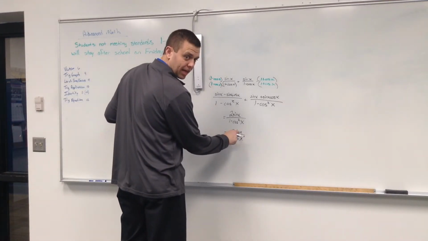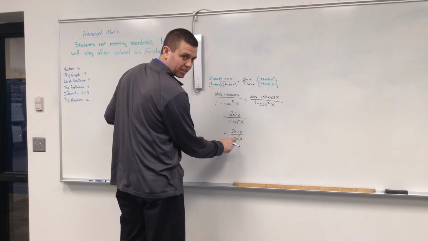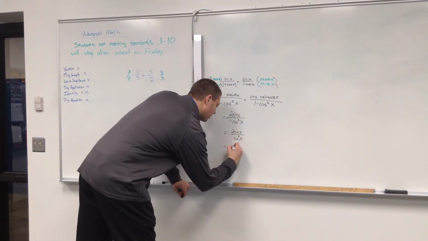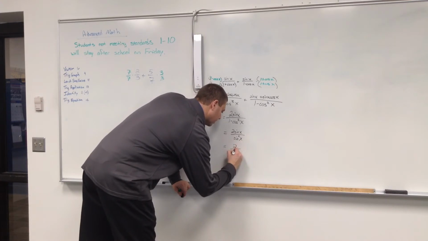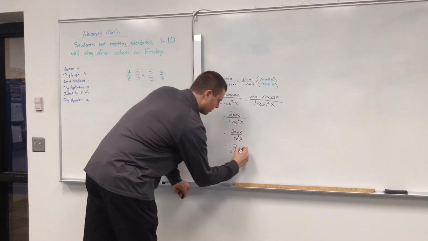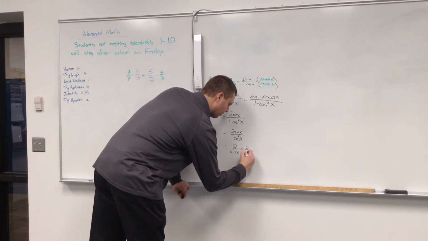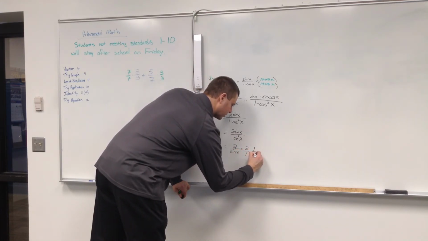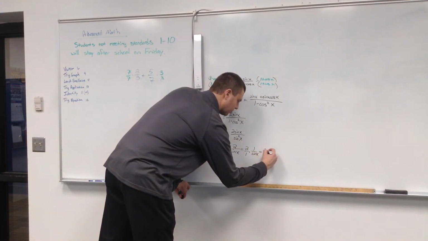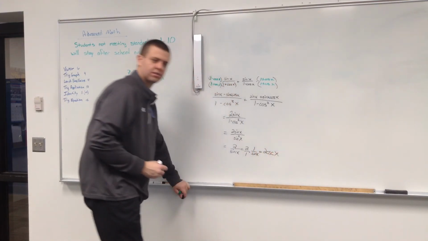This sine x on the top can cancel with one of the sine x's on the bottom. Okay. So that would leave me with 2 over sine x. Okay. But then really, that's like 2 over 1 times 1 over sine x, right? Okay. Which would make it 2 cosecant x.